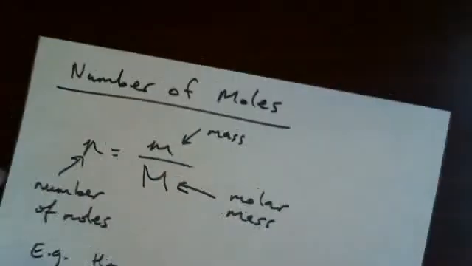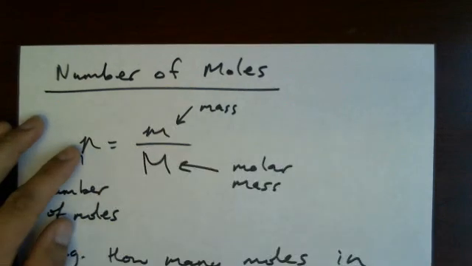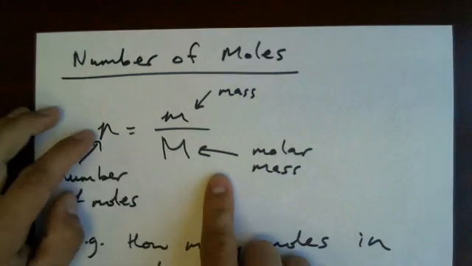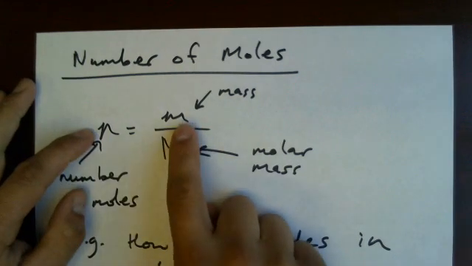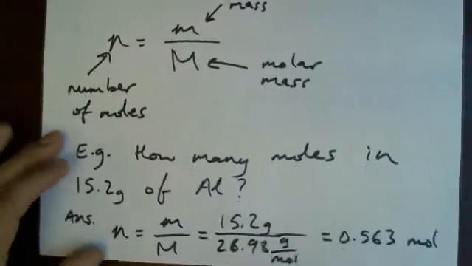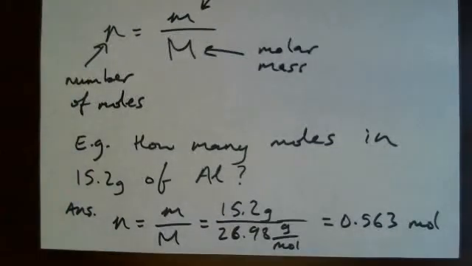We like to use the masses and the molar masses to calculate the number of moles, and we use this formula for that. Number of moles, n, equals the mass divided by the molar mass. The easiest way to really show this is just to do a few examples. Let's have a look at one example.